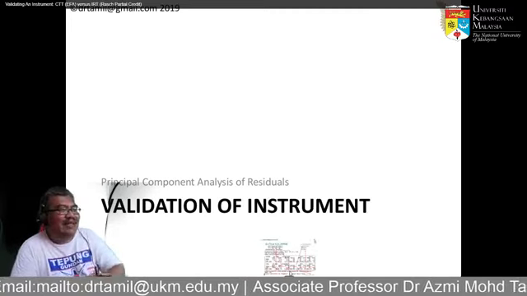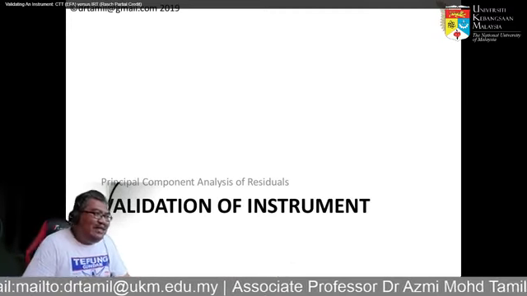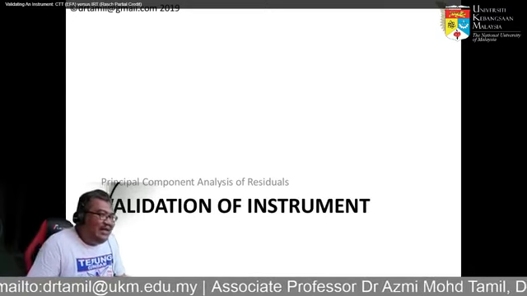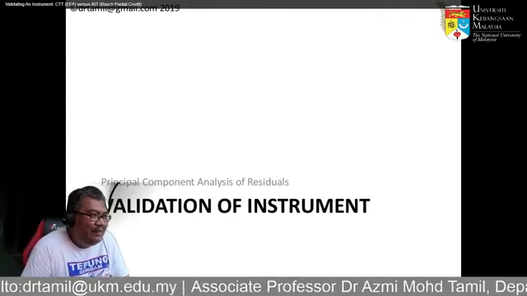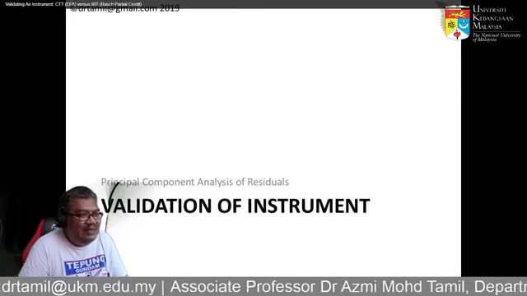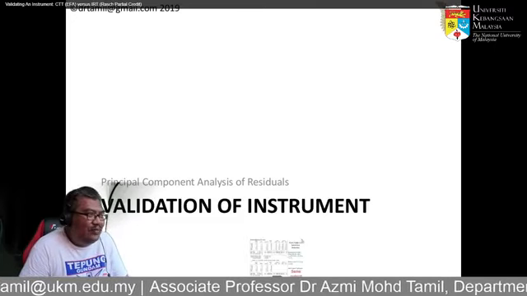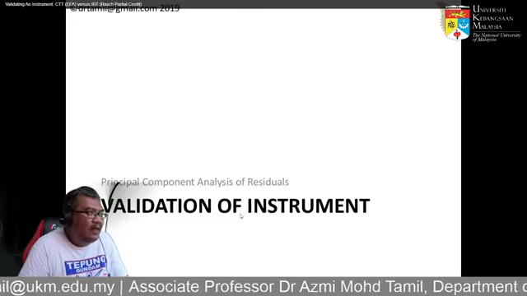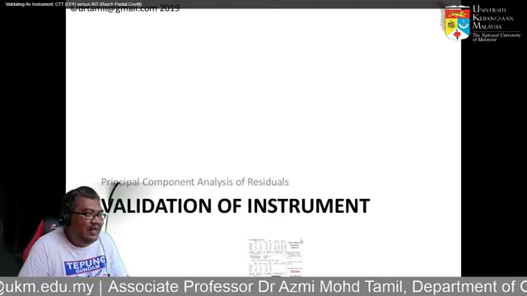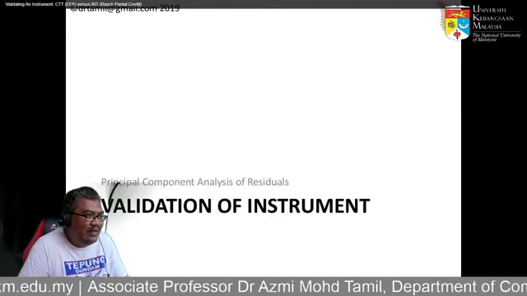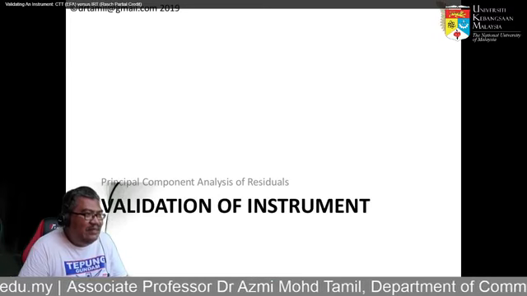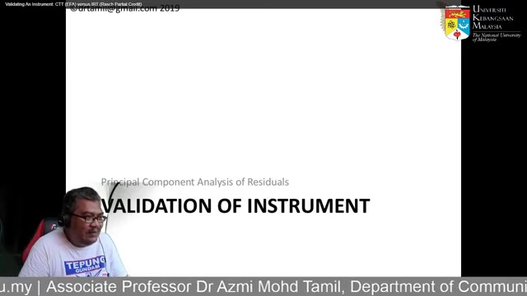Okay, this is the toughest part. This is the toughest part. If you don't get it, I understand. Not many among the Rasch practitioners can comprehend this very well. Okay, this is the principal component analysis of residuals for the Rasch analysis. It is different from the PCA under SPSS.